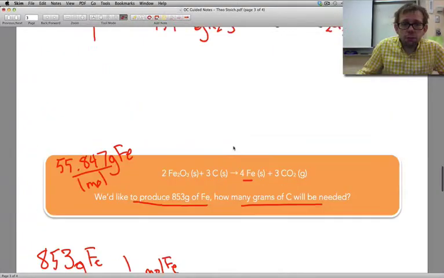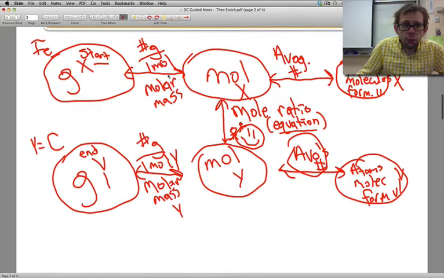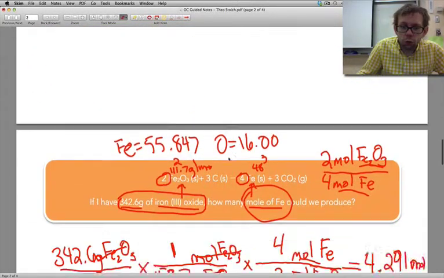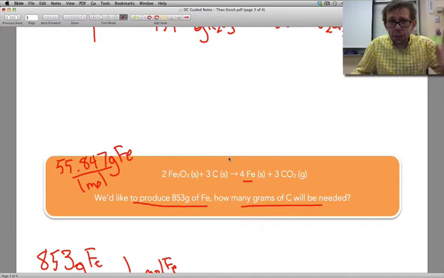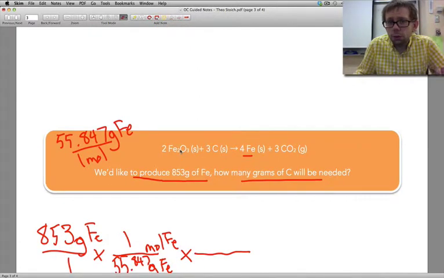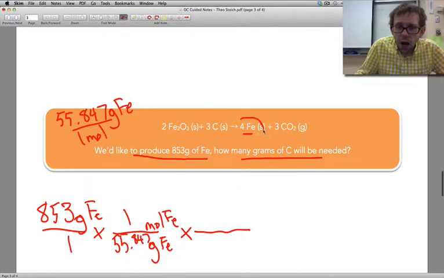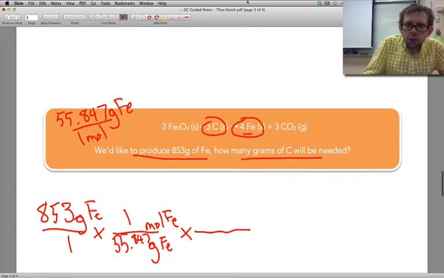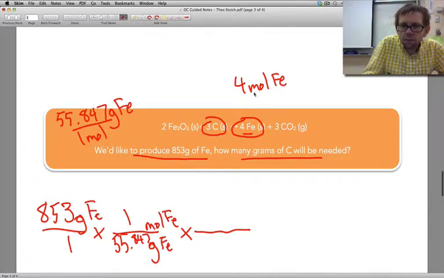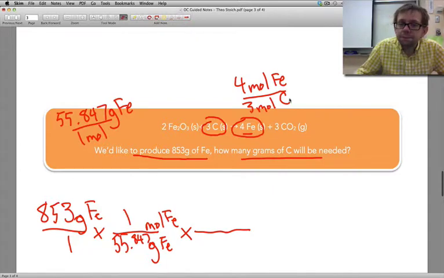We're not finished yet because all I did was take this bridge over to moles. Mole ratio time! So now we need a new mole ratio. Oh my God, where do I get a new one from? Well, it's the same equation. We just got to go from a different compound to a different one. So now I'm going from iron to carbon. So it's a 4-to-3 ratio. 4 moles of iron for every 3 moles of carbon.